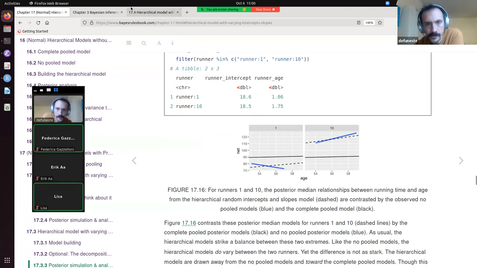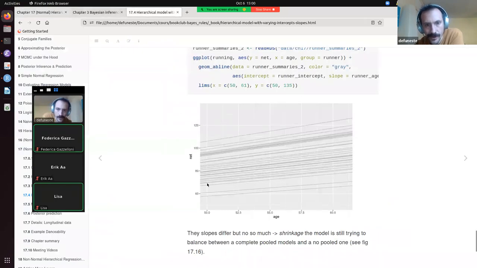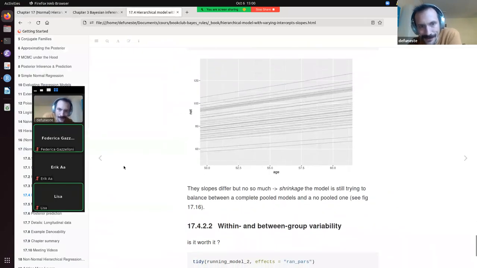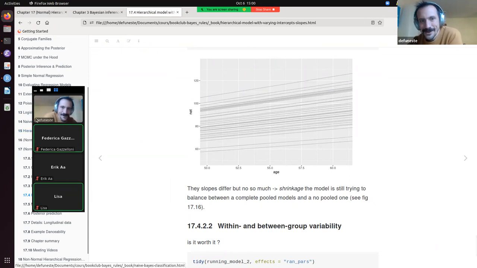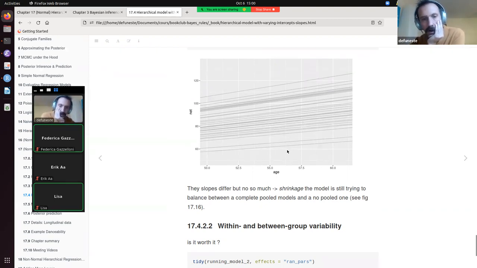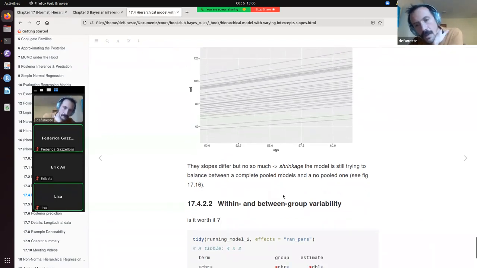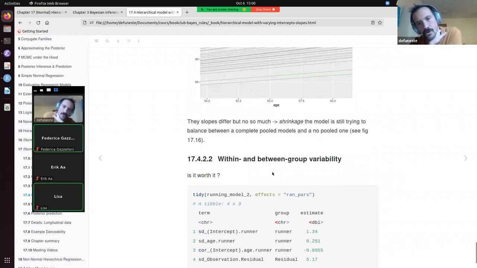Okay, I don't know if I'm clear enough, but for me it was a surprising result. I was thinking I would get more extreme results, but maybe also because the effect of age on the running time is not that huge, probably. Within and between group variability.